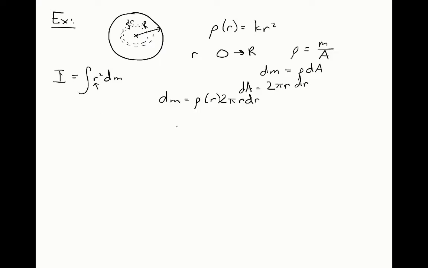Okay, so now dm, if we work that all out, equals, because it's kr squared for us. Oh, and I should point out, this rho equals m over a only when you're talking about something that's either uniform density or you're looking at an infinitesimal bit. Okay, so looking at our dm again, now we have kr squared 2 pi r dr. Alright, so we can plug that into our equation now.